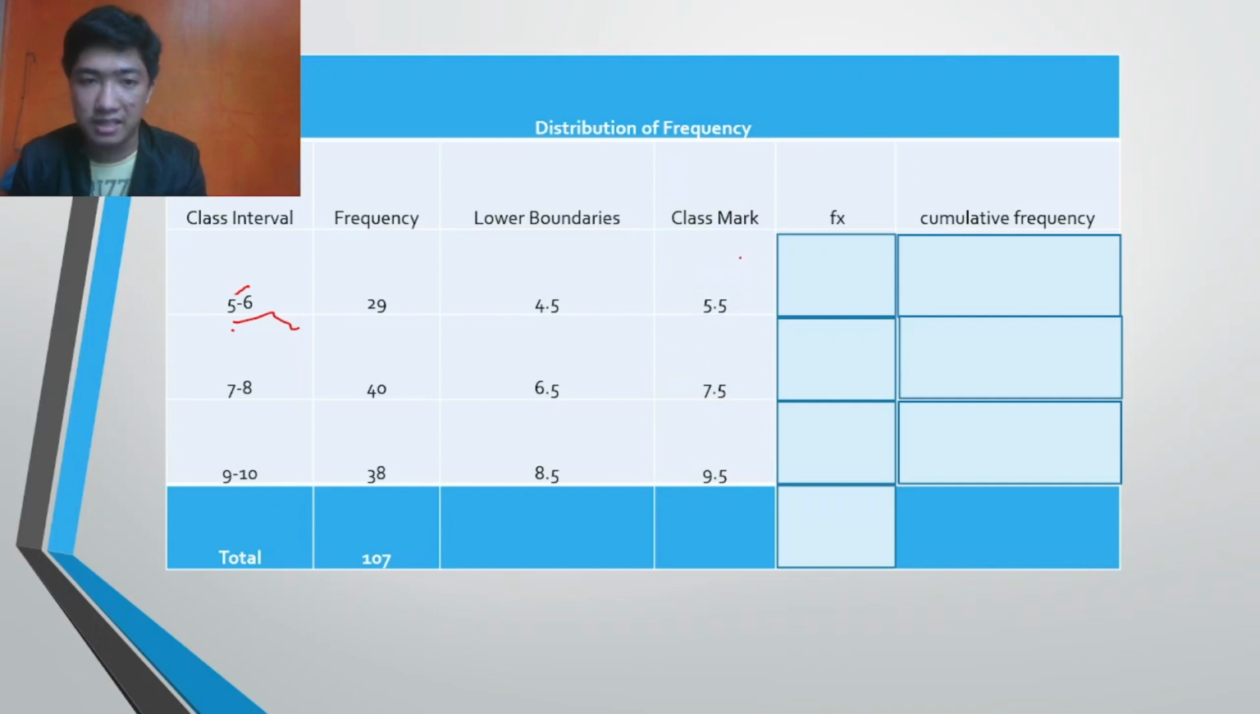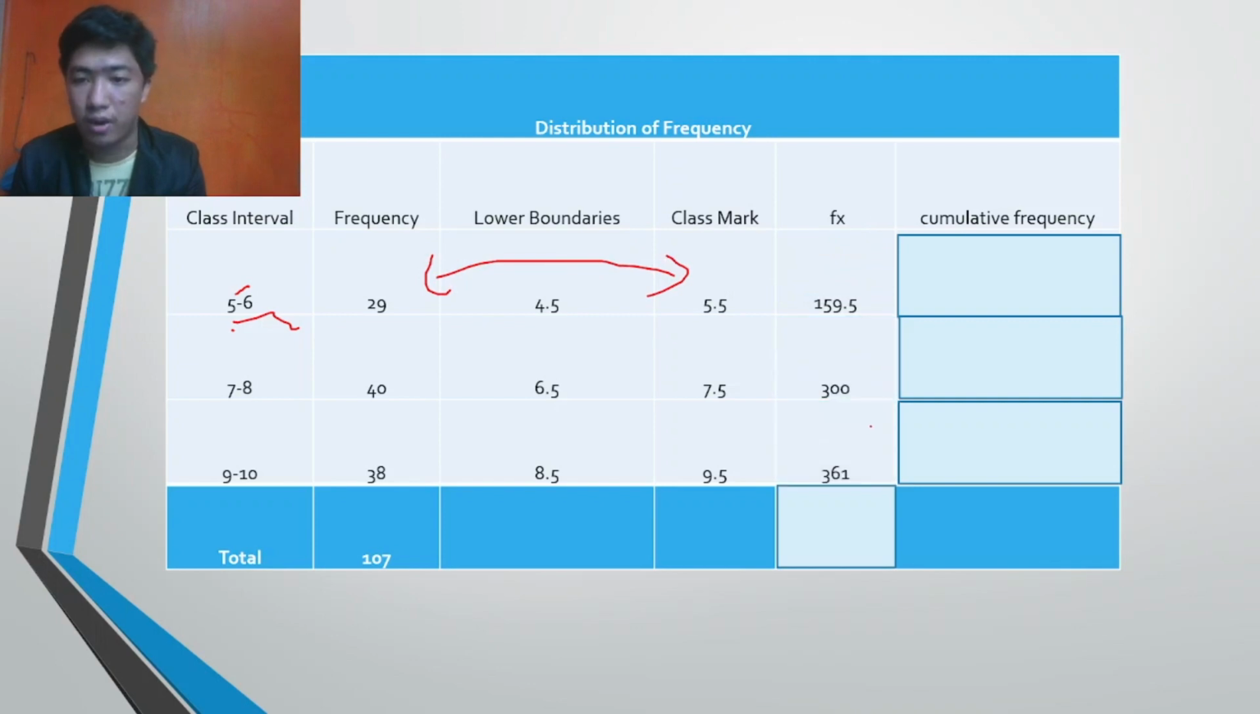That fx again, you just have to multiply the frequency by its class mark. So we get the values of 159.5, 300, and 361, and that sums up to 820.5.